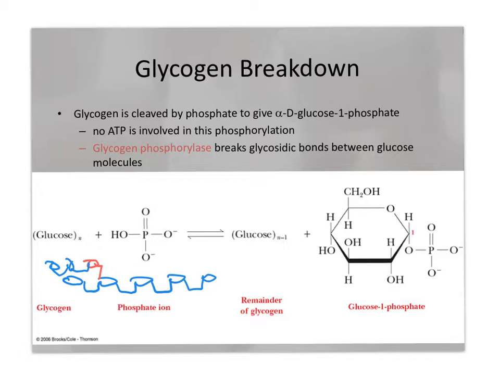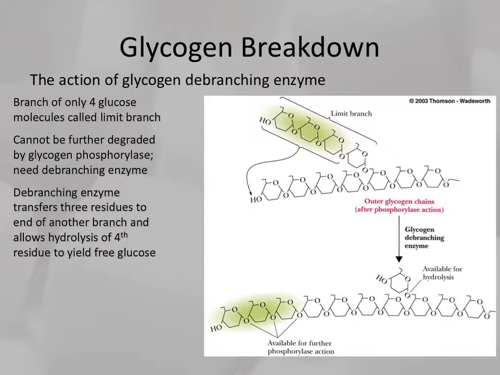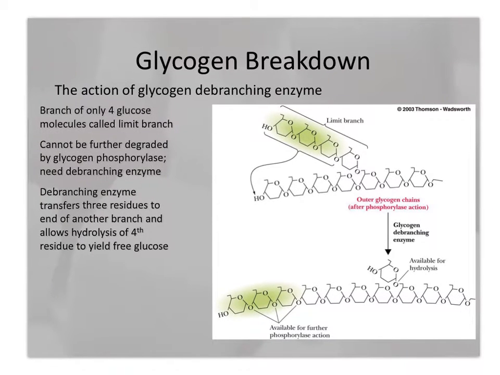Well, glycogen phosphorylase can't do a branch. So it's another one of my favorite enzyme names in the world, because it tells you exactly what it does. It does have an official enzyme commission name, which is probably really, really long, but what everybody calls it is the debranching enzyme. That's why I like it.